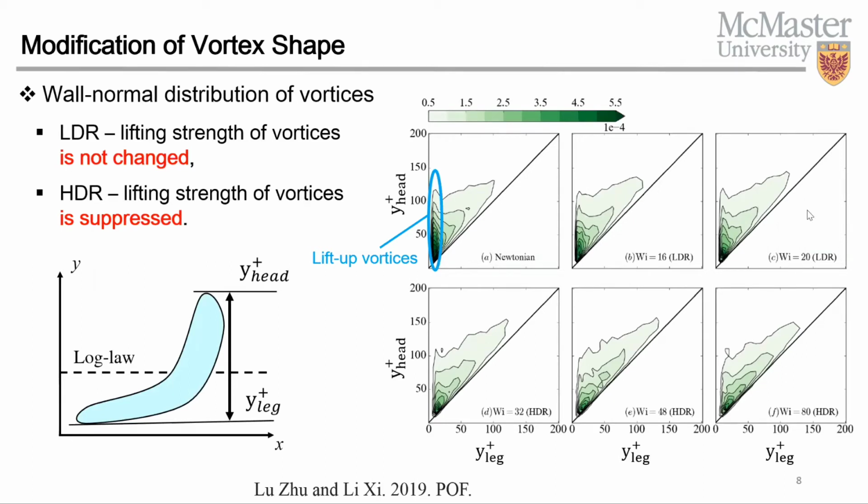So at LDR, the contour doesn't change, which means that the polymer does not strongly affect the lifting of vortices. However, at the HDR, we find that the vertical band is greatly compressed by polymers, and this indicates that the lifting of vortices is suppressed at this stage.